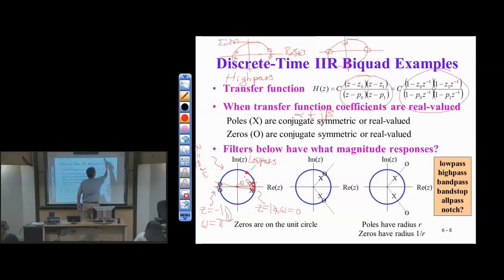Last one, how about we put zeros at pi and minus pi and a pole at 0.9 and minus 0.9. Not a notch. Band stop, right? Band stop. So I'm passing low and high frequencies and I'm attenuating mid frequencies. So it's band stop. So again, this second one up here is band pass. And this one is band stop.